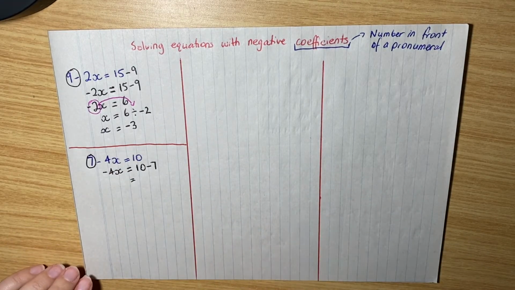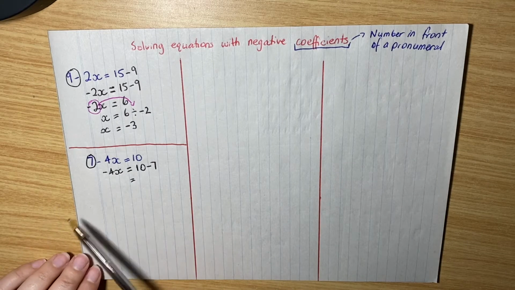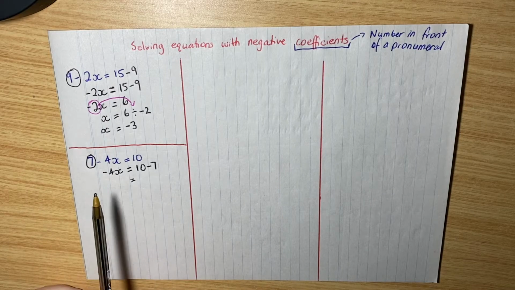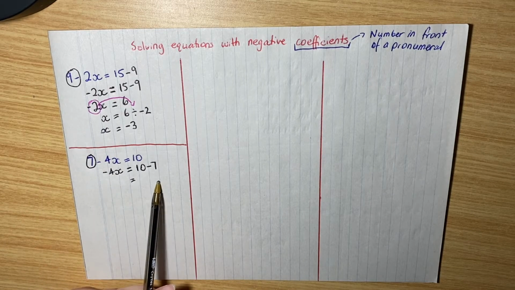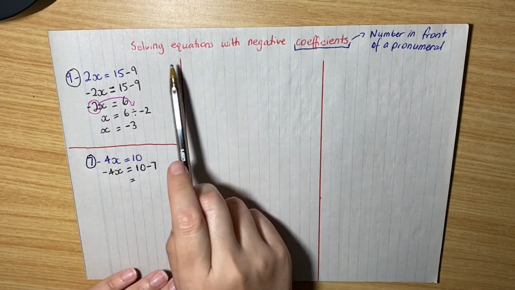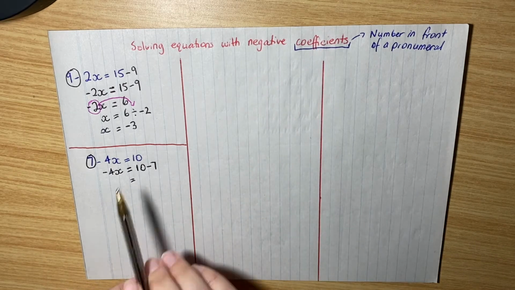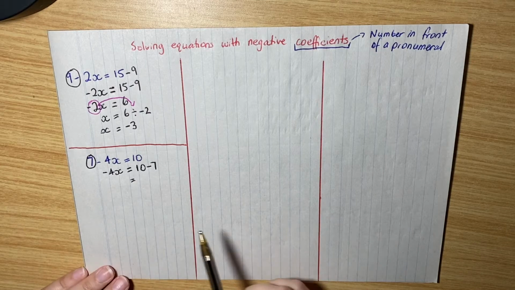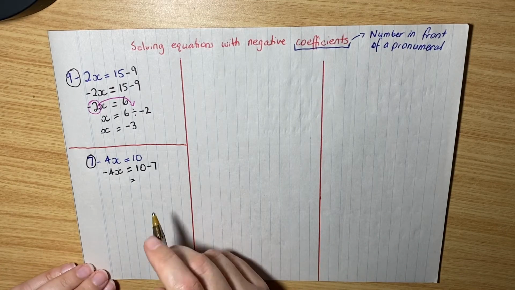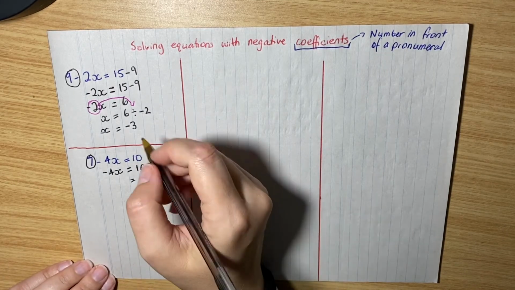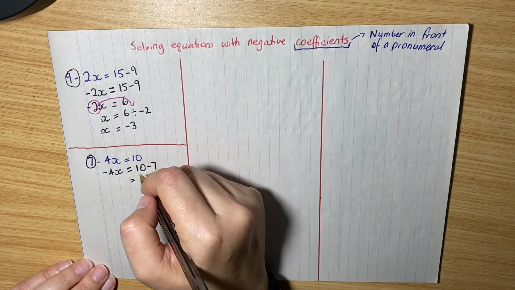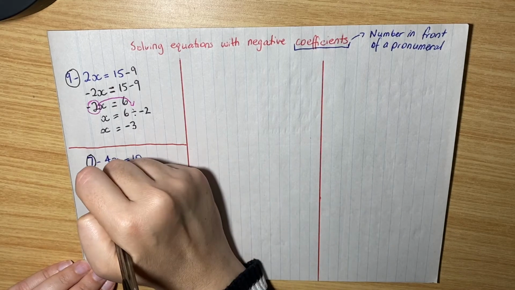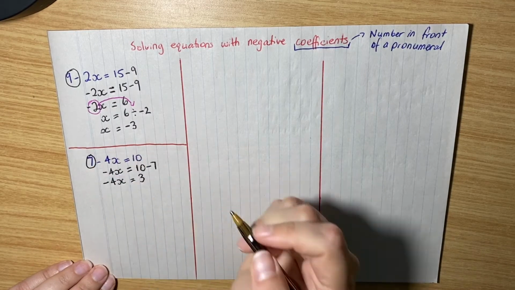You'll realize that in the previous exercise, we spoke about if it's multiplication on one side, it's division on the other. If it's subtraction on one side, it's addition on the other. This is different because we're dealing with negative coefficients. That's why we need to minus it from the right-hand side as well, because we're just getting rid of it altogether. So 10 minus 7 is 3, and so we get minus 4x equals 3.